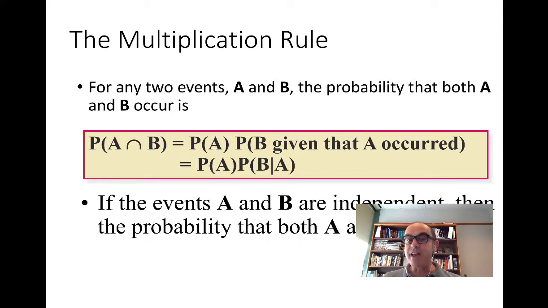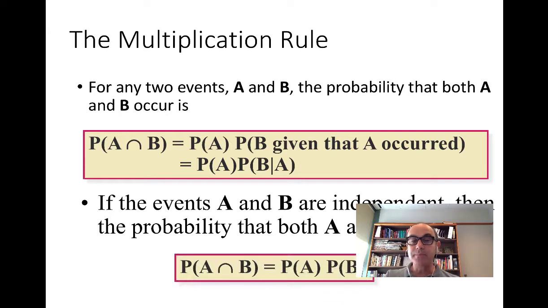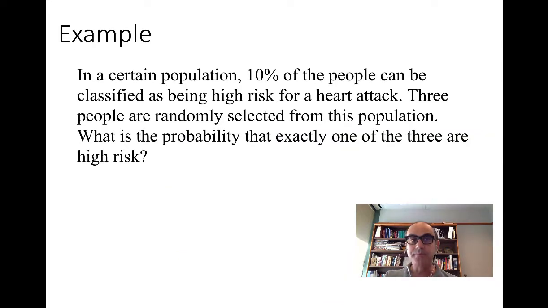Again, if the events A and B are independent, then the probability that both A and B occur is the following formula. An example: in a certain population, 10% of the population can be classified as being at high risk of heart attack. Three people are randomly selected from this population. What is the probability that exactly one of the three is at high risk?